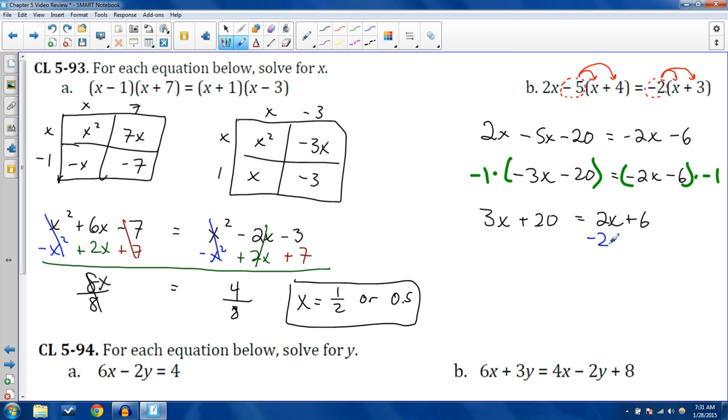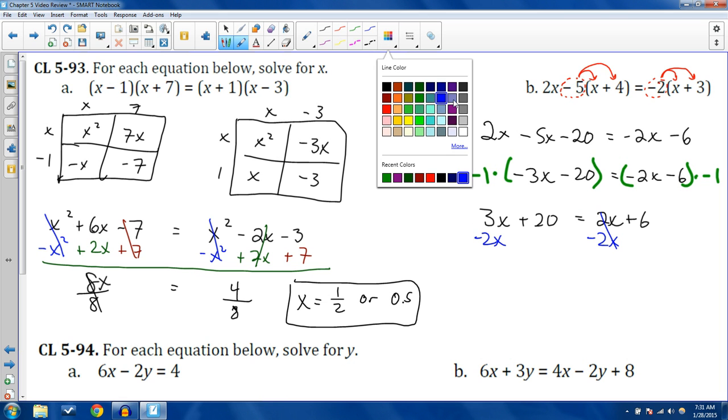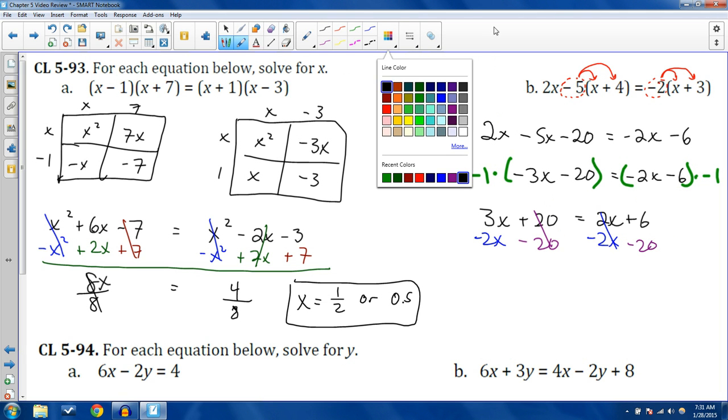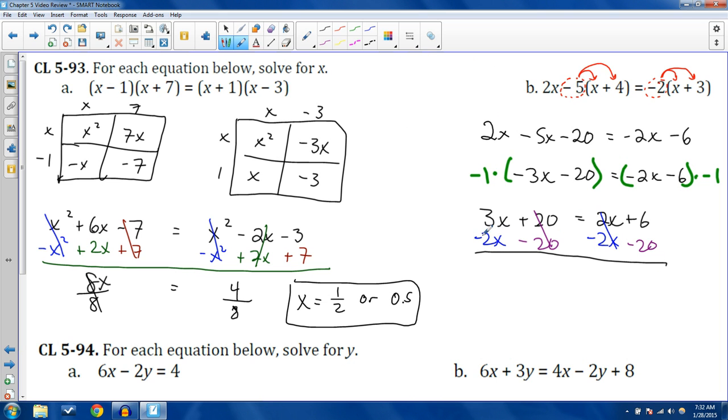Simplify now. Subtract 2x. And we're also going to subtract 20 to isolate. All right? And we will get over here x, just 1x is exactly what we want, equals 6 minus 20 is negative 14.